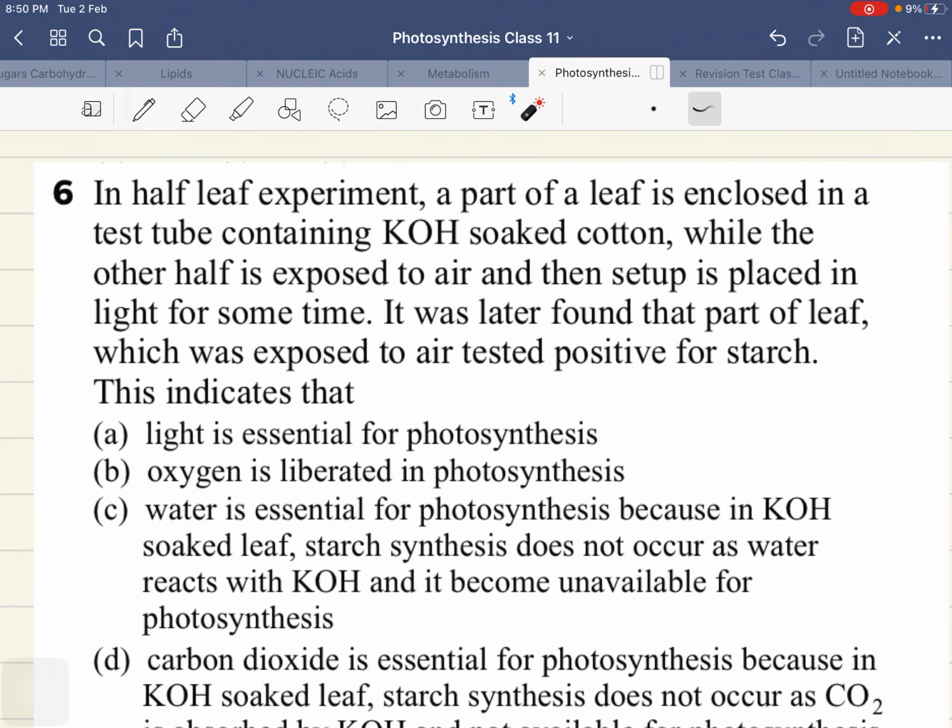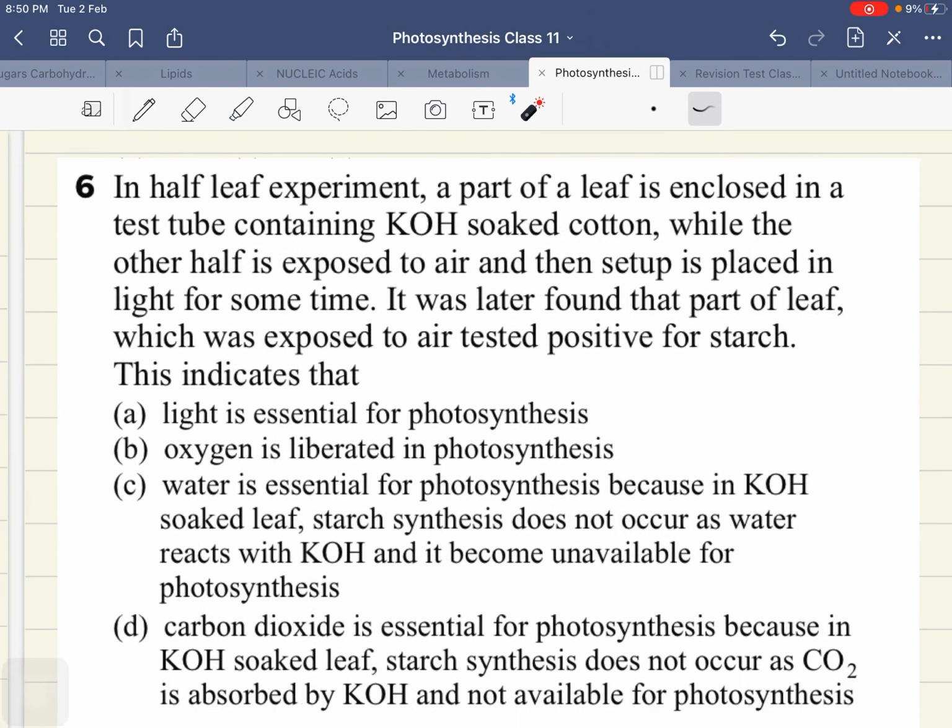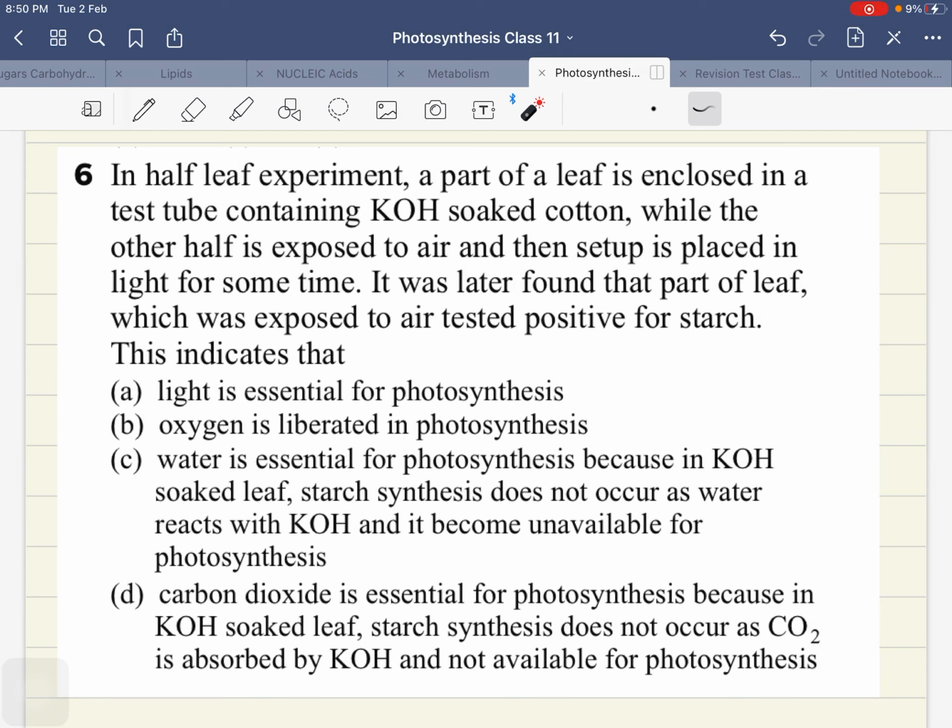In the half-leaf experiment, a part of the leaf is enclosed in a test tube containing KOH, while the other half is exposed to air, and that setup was placed in light for some time. It was later found that the part of the leaf exposed to air tested positive for starch. This indicates that light is essential for photosynthesis, oxygen is liberated in photosynthesis, water is essential for photosynthesis, because in the KOH soaked leaf starch synthesis does not occur as water reacts with KOH and becomes unavailable. Or carbon dioxide is essential for photosynthesis because in the KOH soaked leaf starch synthesis does not occur.